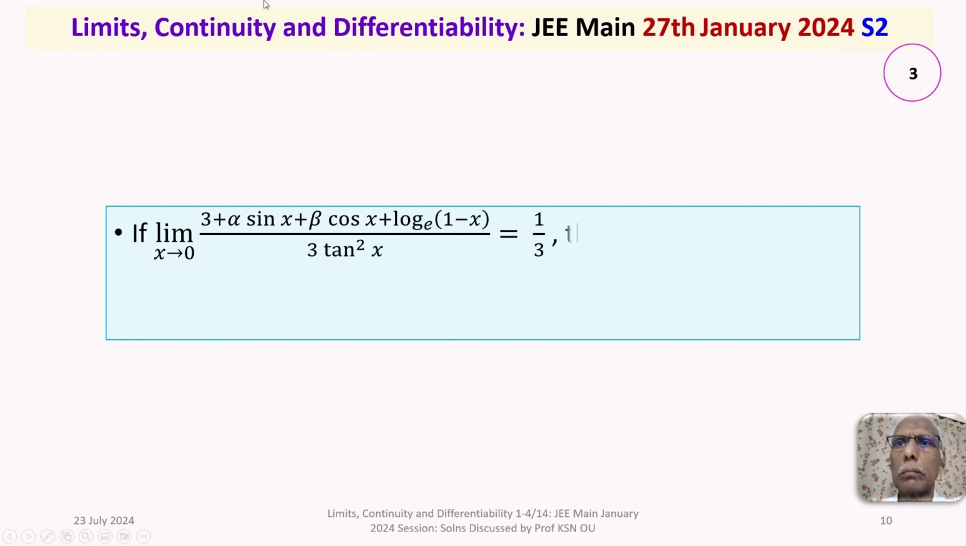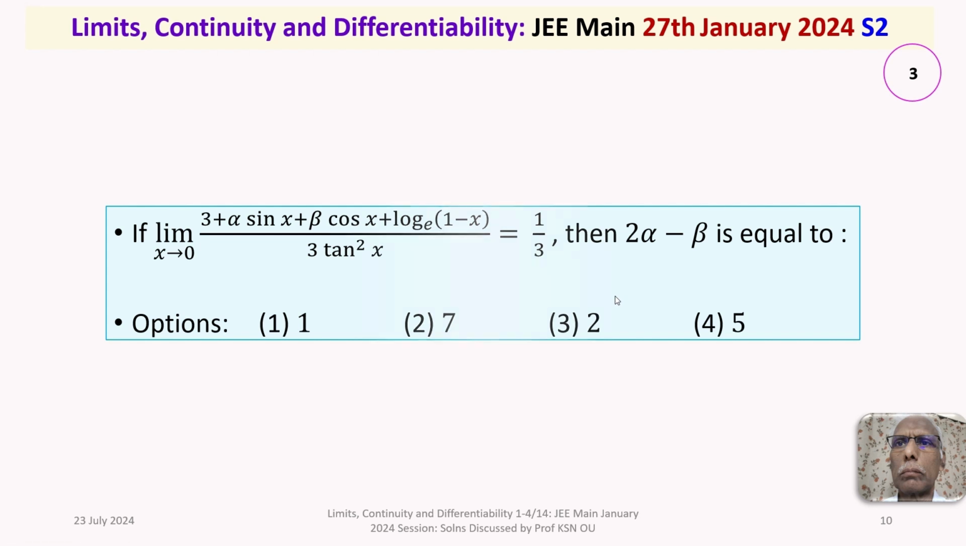We now get into the third problem. And this question has appeared in the 27th January 2024, in the second shift. The given question is: if limit x tends to 0 of 3 plus alpha times sin x plus beta times cos x plus log of 1 minus x to the base e, whole by 3 tan square x is equal to 1 by 3, then we are required to find the value of 2 alpha minus beta. We are given 4 options.